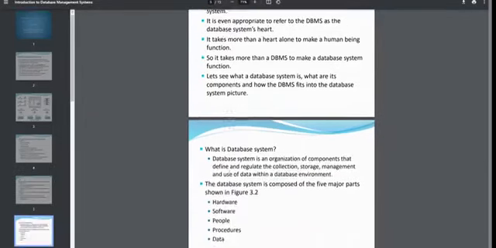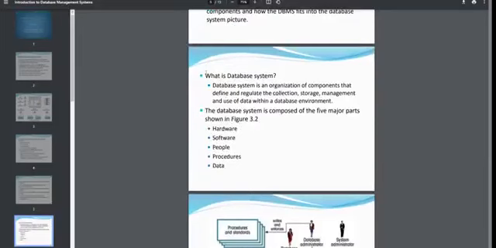Okay, the next one is database system. Again, the same kind of things are repeating now. Since you can understand these things properly now, we can go through them quickly.